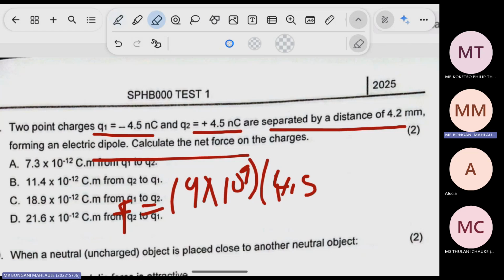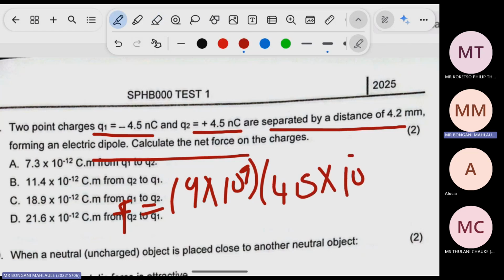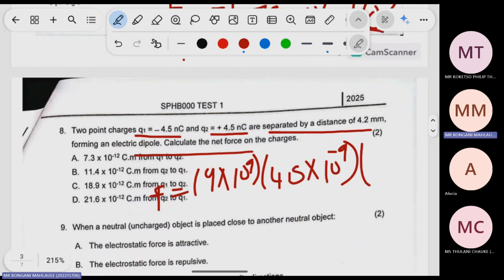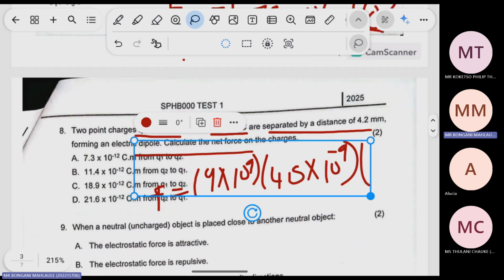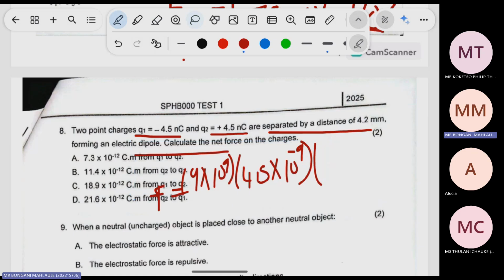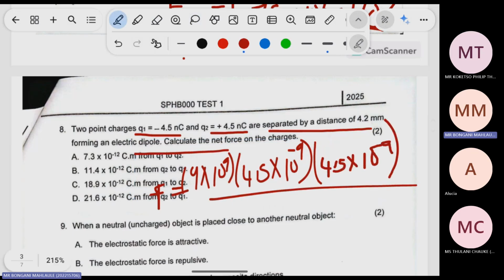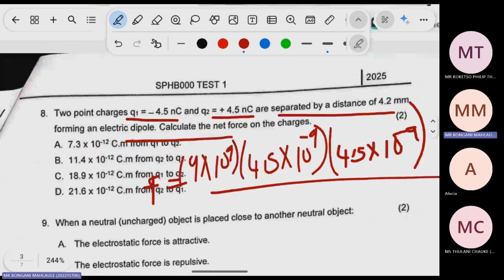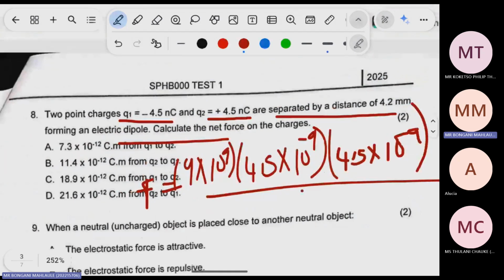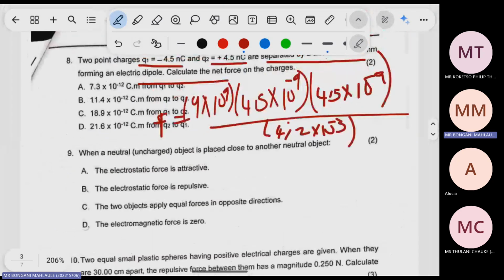As long as you knew that theory, because I think most of you will not read when you're writing this, to exponent 9. But this one you will repeat it twice. Times 10 to the power negative 9. Then the radius is 4.2, which we know it will be 4.2 times 10 to the power negative 3. Fine. Then you get your answer, right?